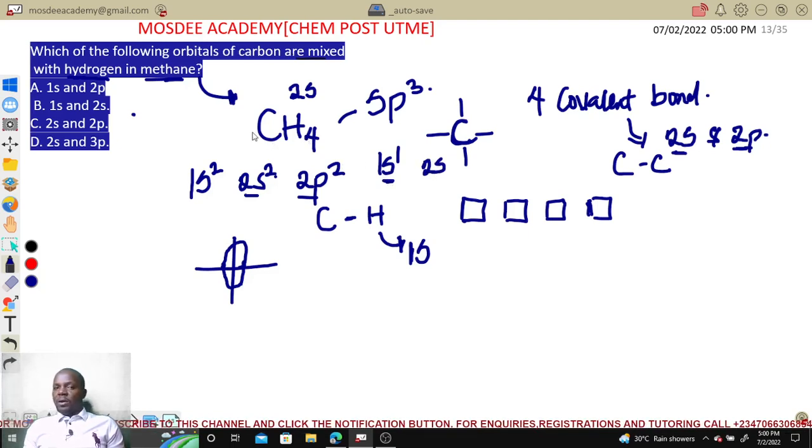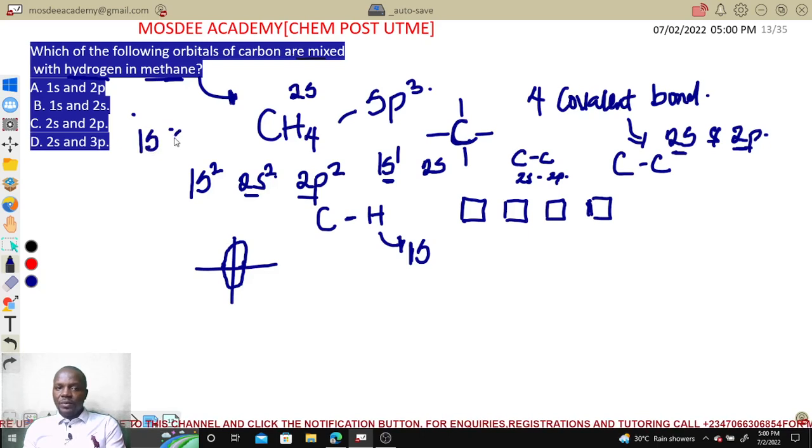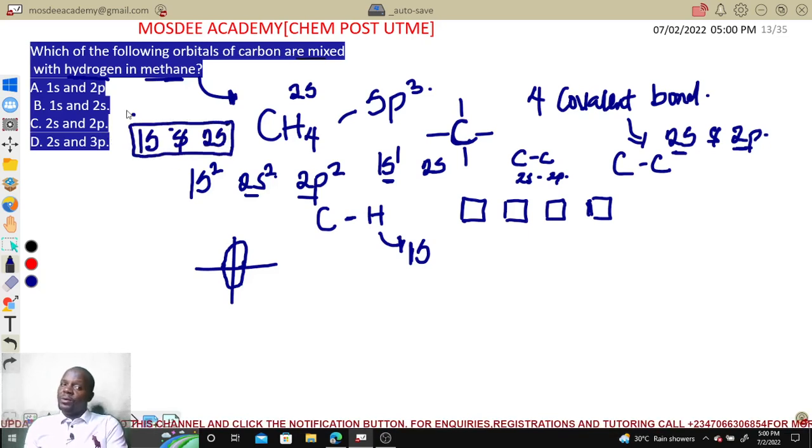Please note that. But if I go to the next one and I have 2 carbons now, it's a kind of different thing. So I'm having 2 carbons, the first one and the second one. It will be 2s and the 2p. So my point here is that the answer to this question is hydrogen 1s and carbon 2s. That is what the question asks, not between 2 carbons, but between the carbon and hydrogen. So that's the answer.